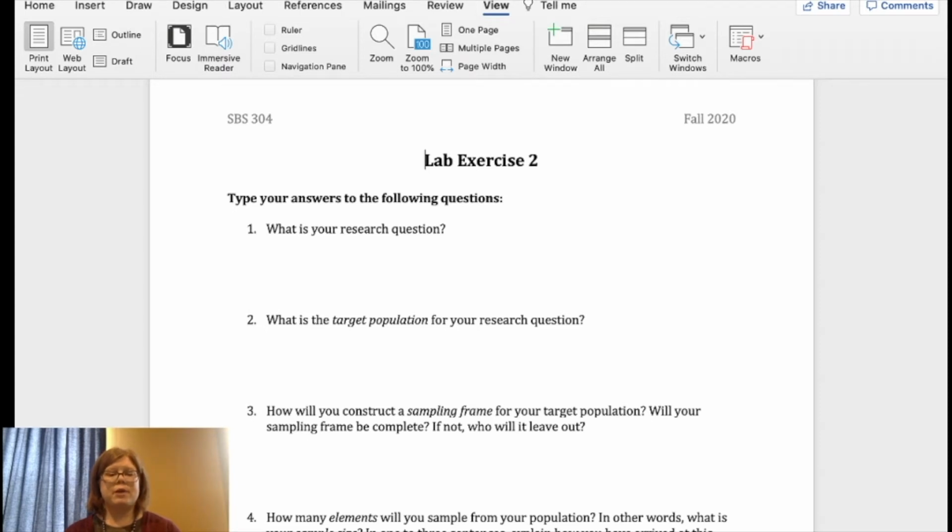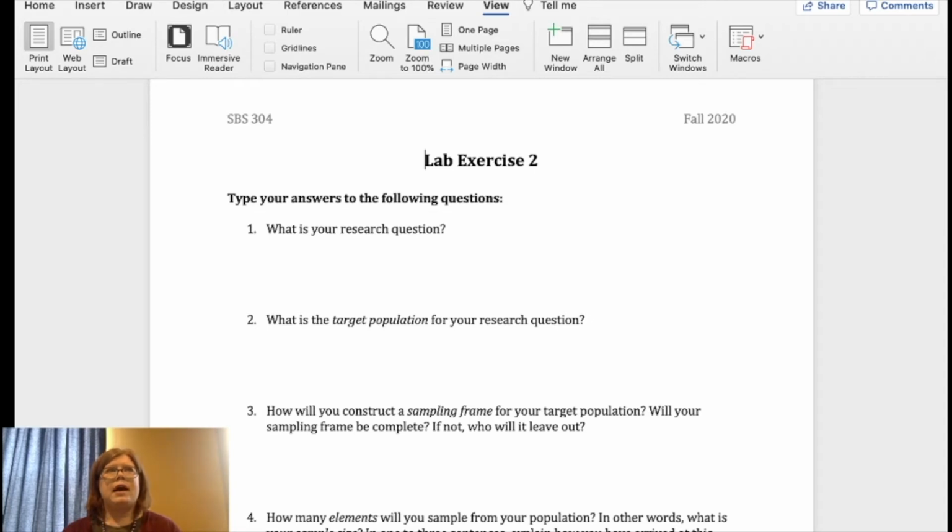So will my sampling frame be complete? In the case of Birmingham Southern College students and a list of all enrolled students, yes, that would be a complete sampling frame. But let's say I wanted to study all residents of Jefferson County. How would I do that? Well, I could go to the Jefferson County tax office, I suppose, and ask for a list of all homeowners. Would that be a complete sampling frame of all the residents of Jefferson County? No, I'm excluding renters. I'm also excluding people who don't have houses.